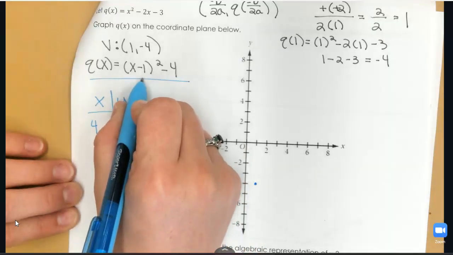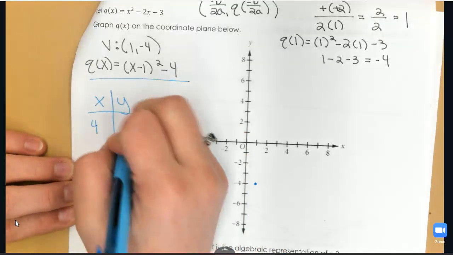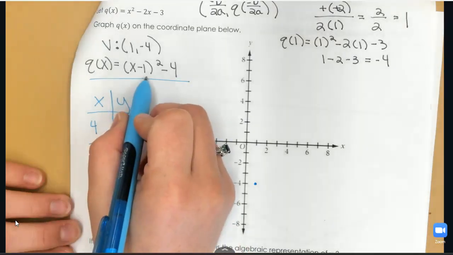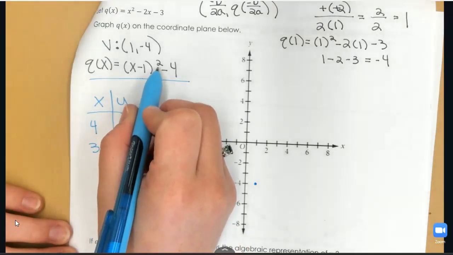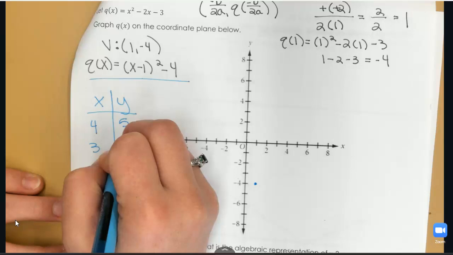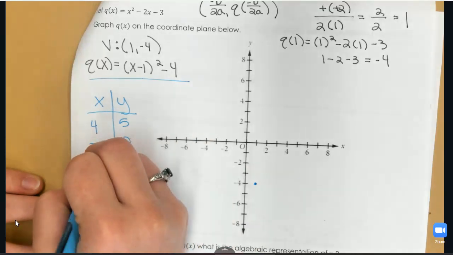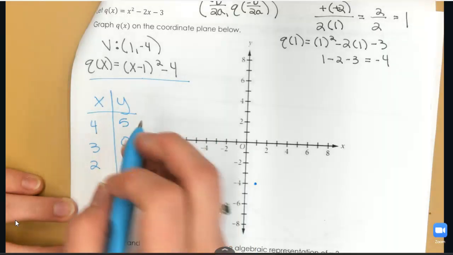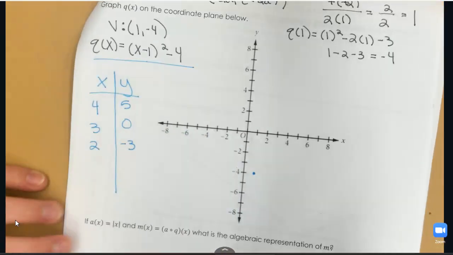4 minus 1 is 3. 3 squared is 9. 9 minus 4 is 5. For 3, 3 minus 1 is 2. 2 squared is 4. 4 minus 4 is 0. For 2, 2 minus 1 is 1. 1 squared is 1. 1 minus 4 is negative 3.